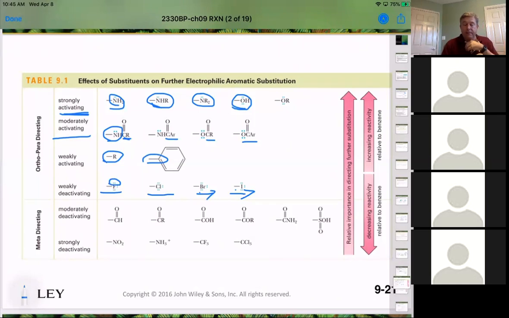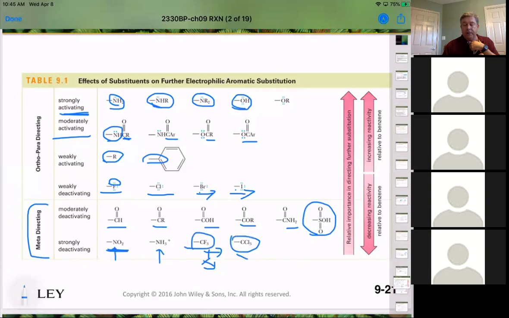Now, when we go to the meta-directors, all of these have carbonyls or some kind of partially positive charge on them, or if we look at our resonance structure, there's a formal positive charge on nitrogen, formal positive charge on nitrogen, or this has so many electron withdrawing groups on it, it's pulling all the electron density away. So these two groups are what we call strong deactivators, as well as anything with a positive charge on it.